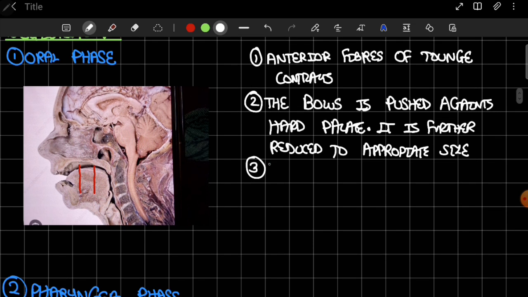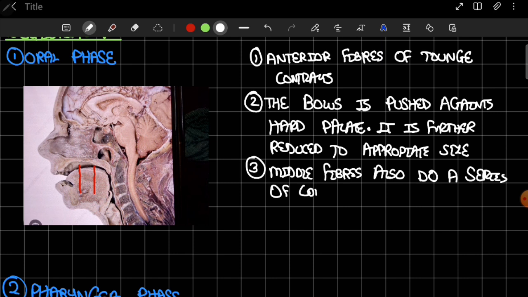Now the middle fiber of the tongue also contracts, does a series of contractions, and it directs the bolus to the pharynx.